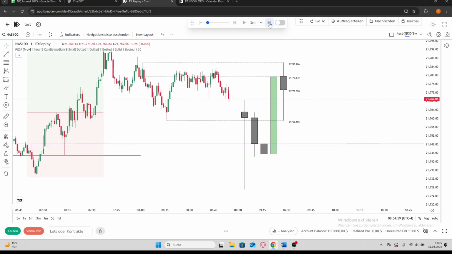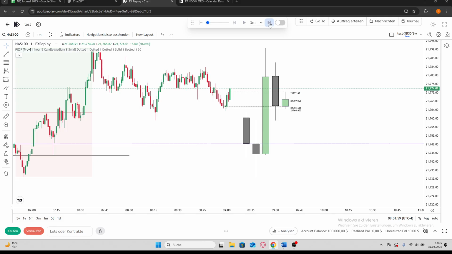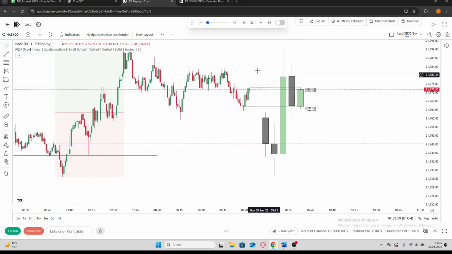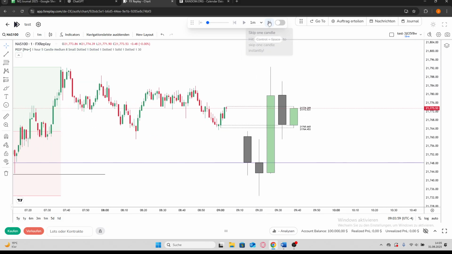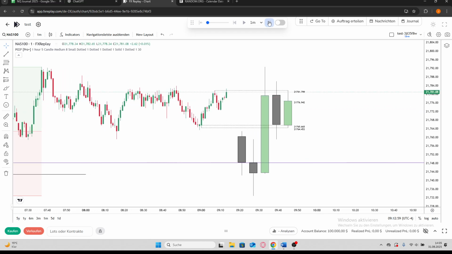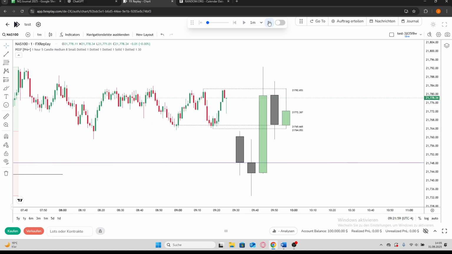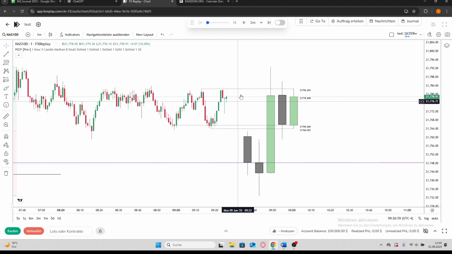Okay, we have 9 a.m. now. Alright, now we have another new hourly candle. Yes, but we want to wait until 9:30. Okay, we have the open coming here.